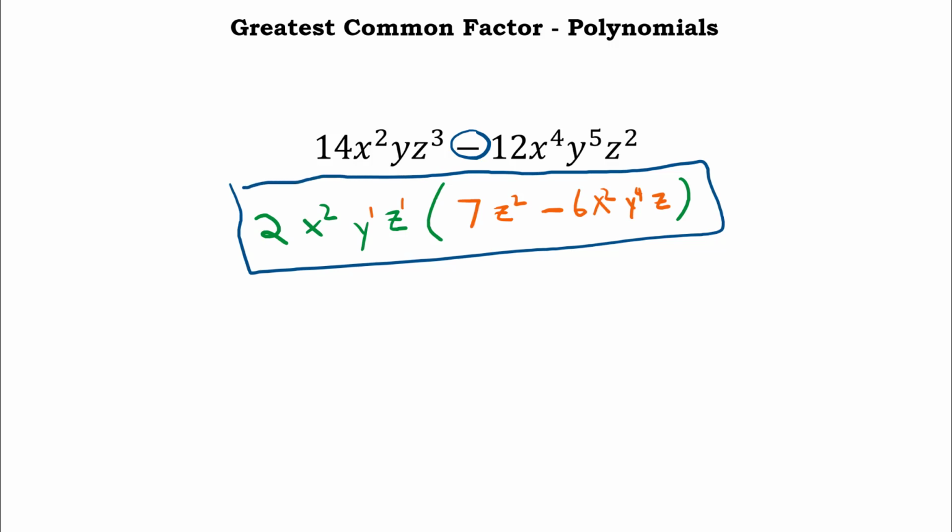So again, don't let the big exponents and the x, y, and z's or whatever variables they use throw you off, or the numbers. Again, just think about what you can take away from each one of those values in the polynomial.